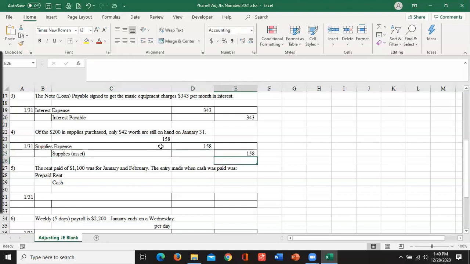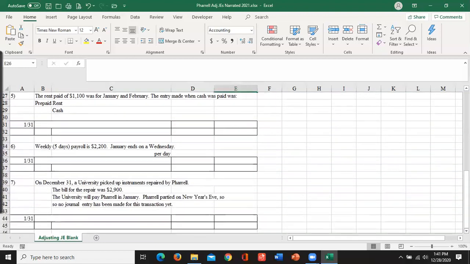When we're done, if we look at this, we had 200 in the supplies account. I took out 158. I'll let you do that on a piece of scratch paper, but you better come up with that. It leaves us with $42 in that supplies account, which is what our asset is at this point in time.